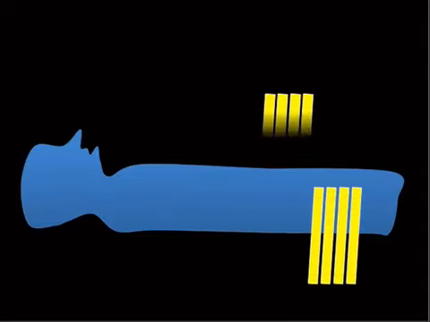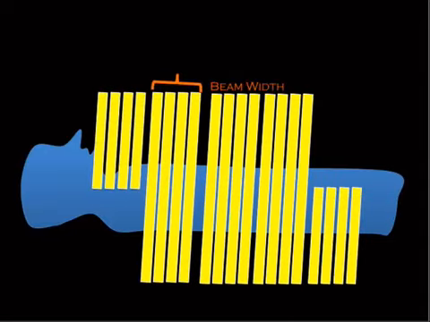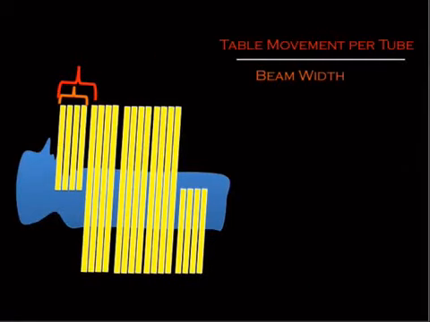First one is this. That's the scan direction there. This would be the beam width, and this would be the table movement per tube rotation. If you divide the table movement over the beam width, you end up with pitch. Pitch is a really important concept to try to understand, and I'm going to probably show this slide three or four different times during this talk, so you get used to seeing it.